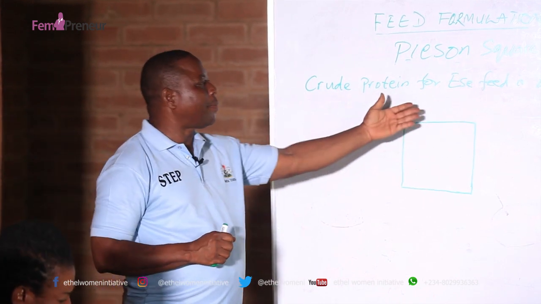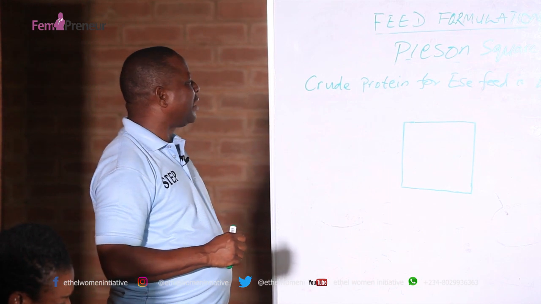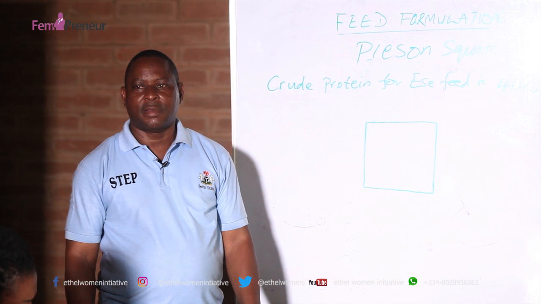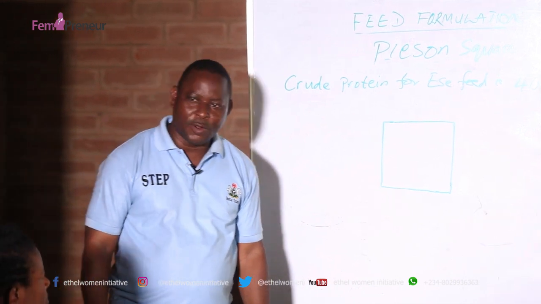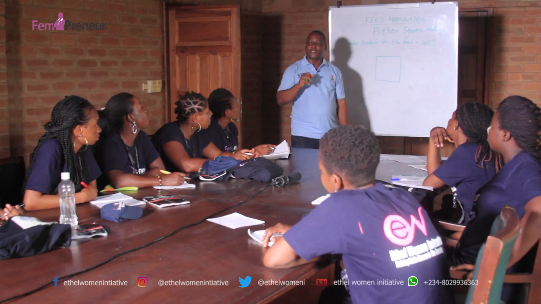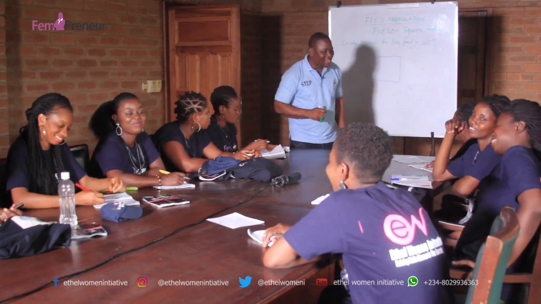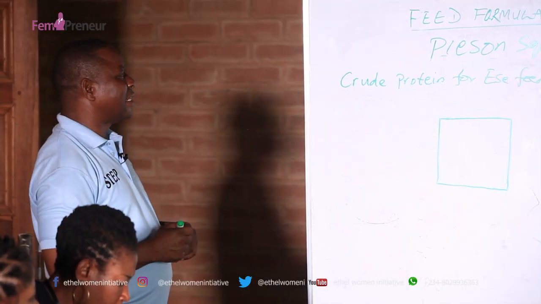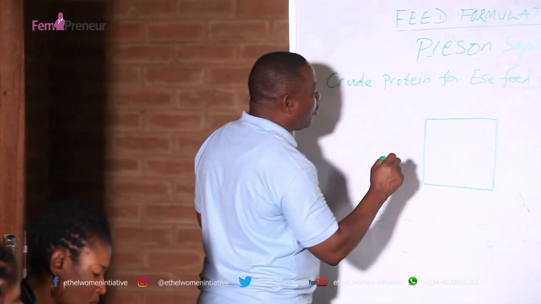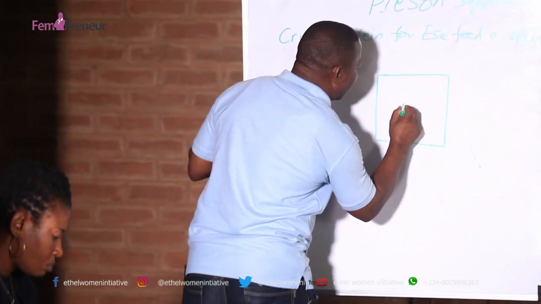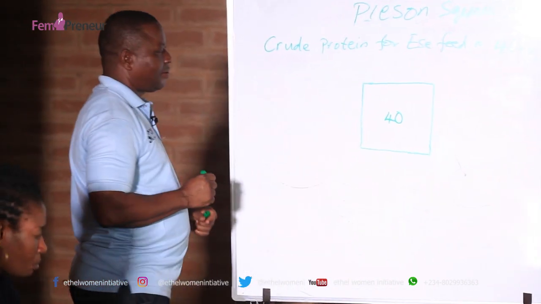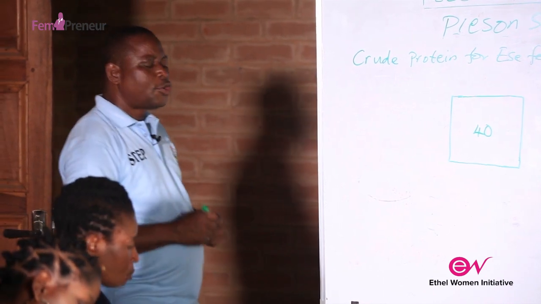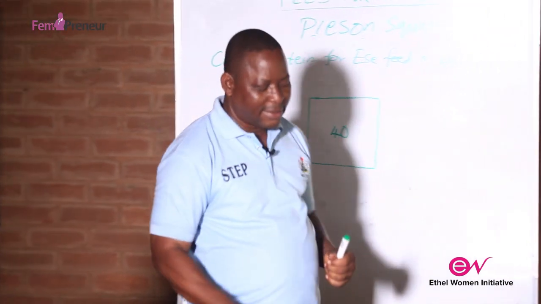Like we say we want to prepare feed for fish that contains crude protein of 40%. Look at it very well, because we are preparing this feed for you. Now, what Pearson did is that if you are given this, you put what you are looking for at the center of the square. You put 40 here. Are you with me?